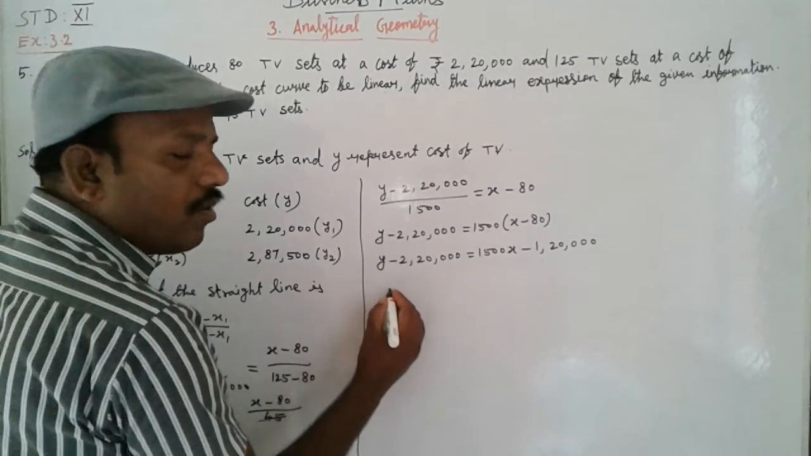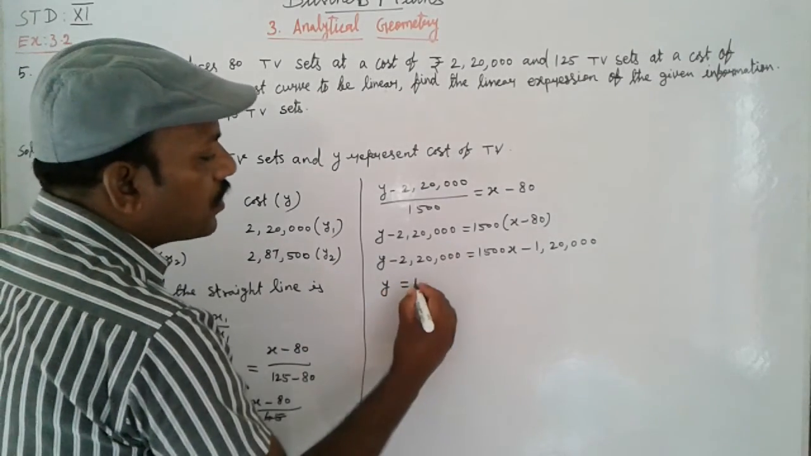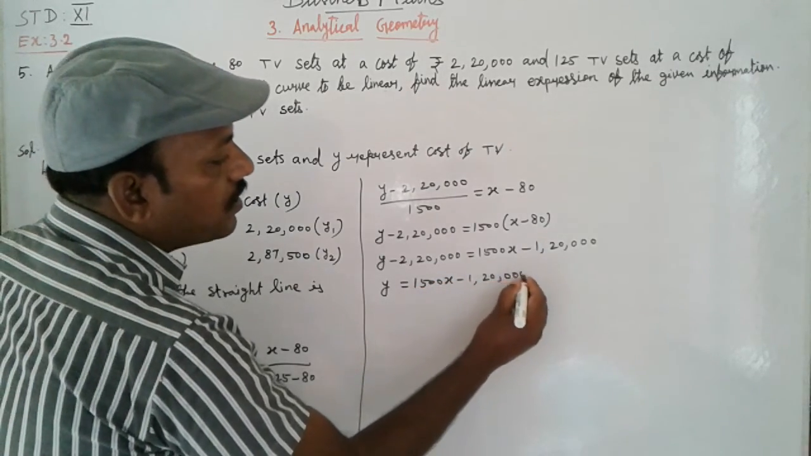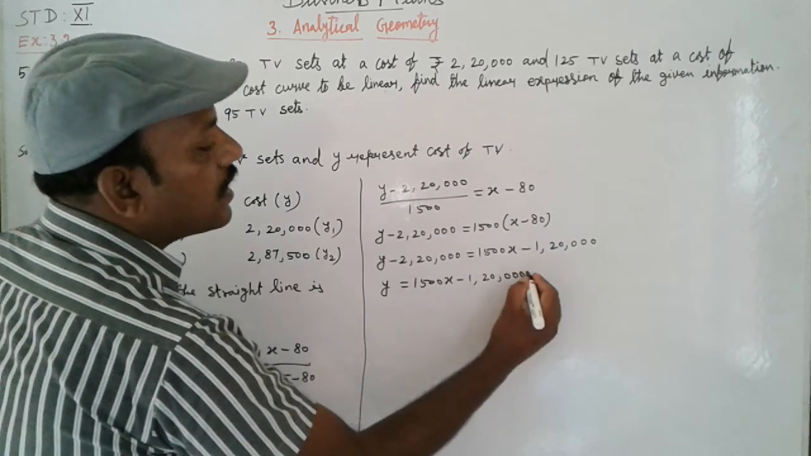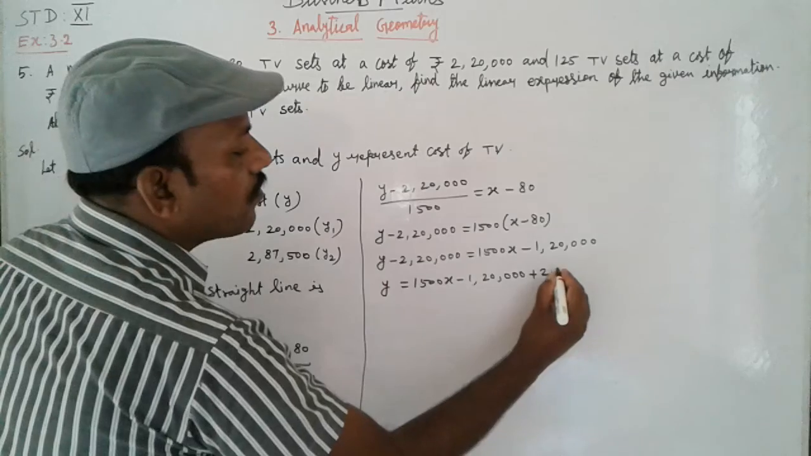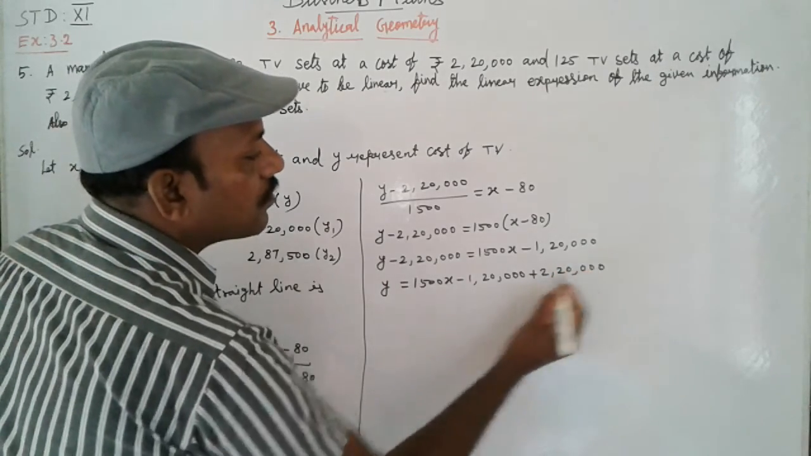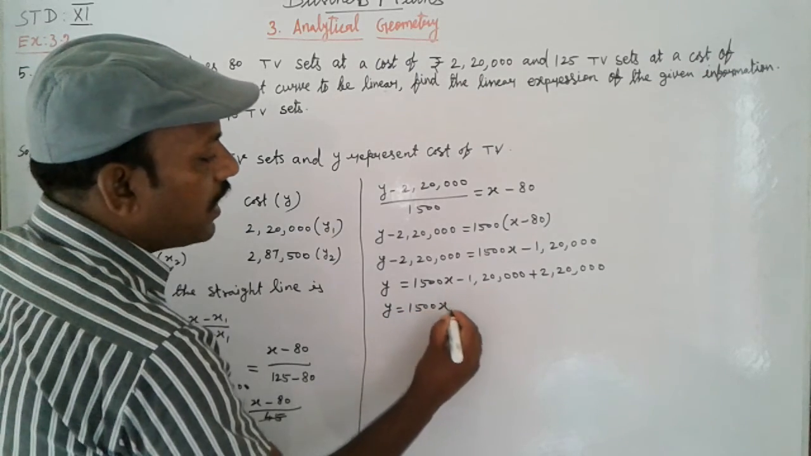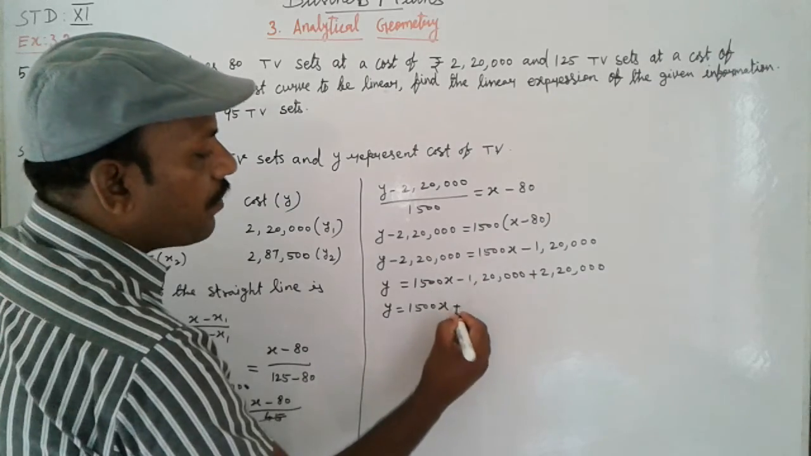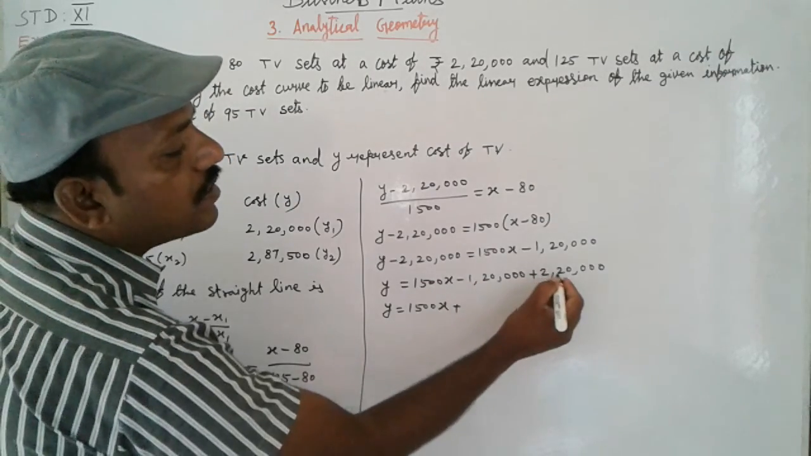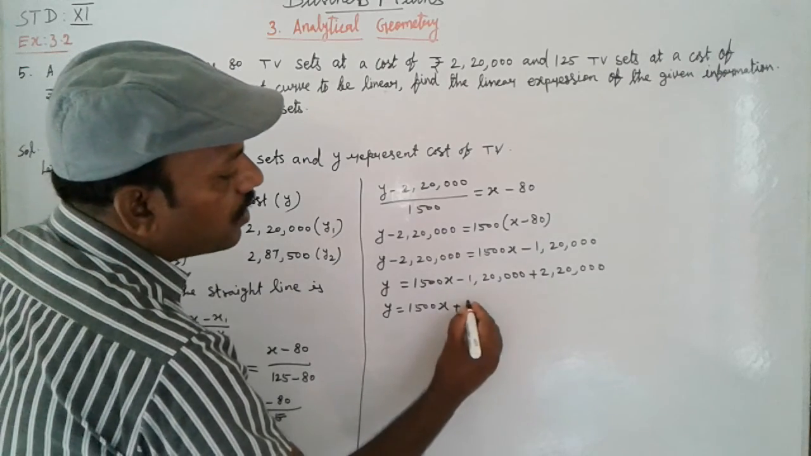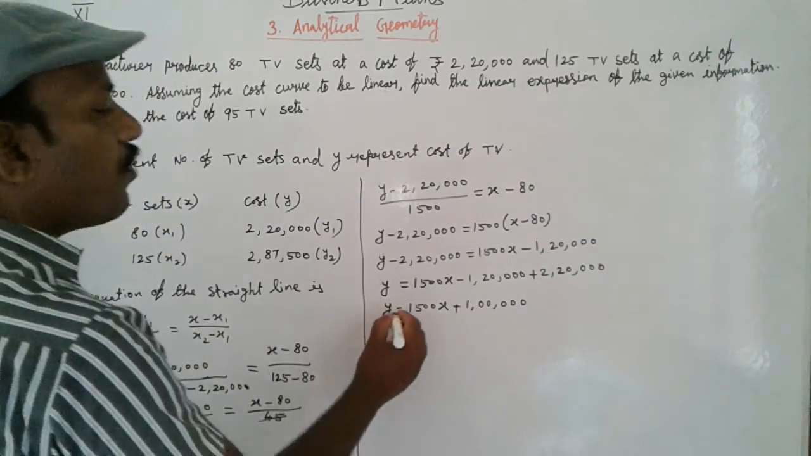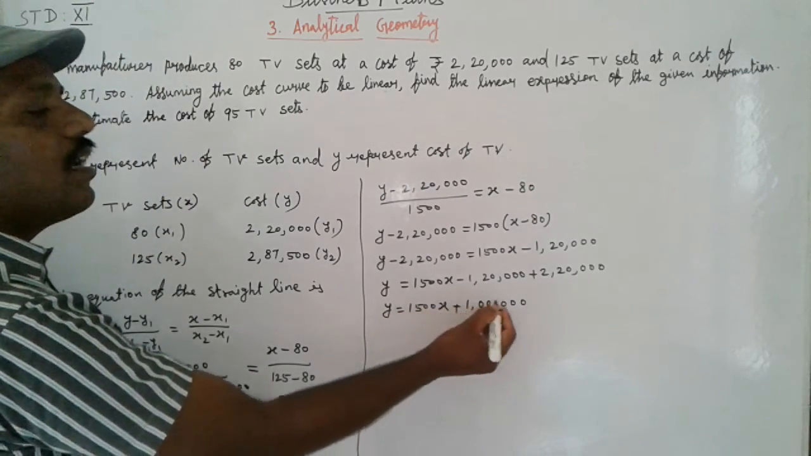So y equals 1,500x minus 1,20,000; the minus value we take to the right hand side as plus 2,20,000. Y equals 1,500x, and subtracting, minus 1,20,000 plus 2,20,000 gives 1 lakh. So this is y equals 1,500x plus 1 lakh.